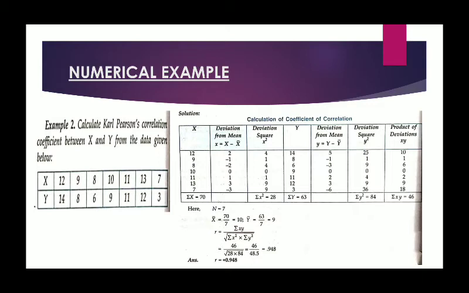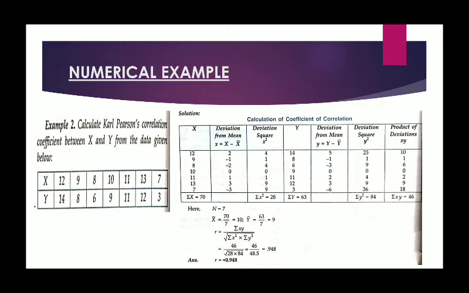First of all, you need to make a table where the first column is x. You calculate summation x, which is 70, and here the number of observations is 7. So x bar, which is the mean, is summation x by n. So the mean of x you are getting is 10. Similarly, from the y series, you can calculate the mean of y also, which is 9.